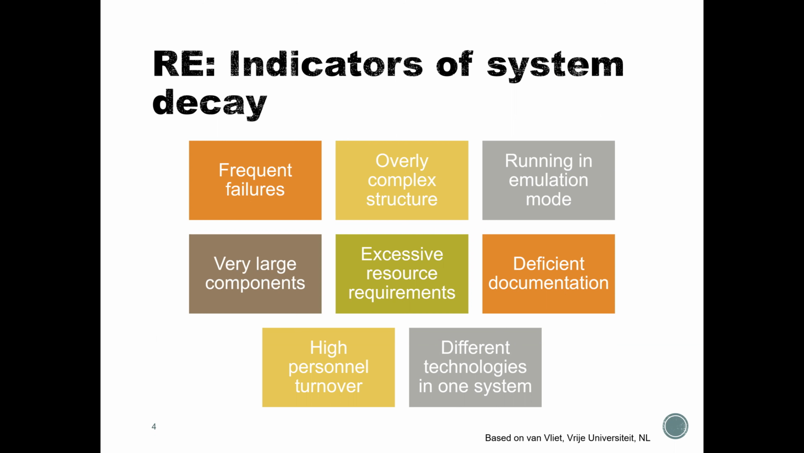And we also saw that there were some management issues, which result in system decay. These management issues were more related to high personnel turnover and deficient documentation. And finally, we saw there were some quality issues, which happen because of frequent failures, an excessive resource requirement, and of course if you use different technologies in one system. So these were eight different parameters on which we say the system has started decaying.